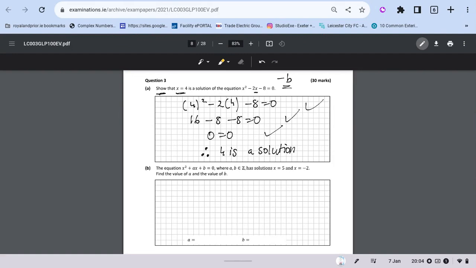The equation that has solutions 5 and minus 2. Find the value of a and b. Now this is a difficult one, especially if we rely on the minus b formula. So this will be tough. What they do is they give you what's known as the roots. They give us the answers. They want us to work back.